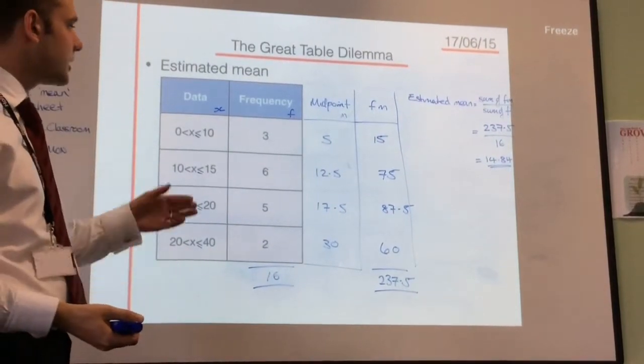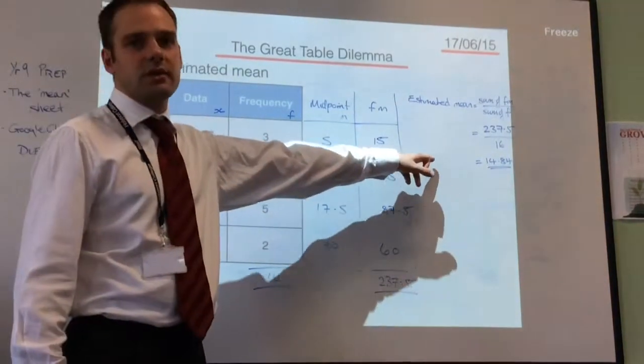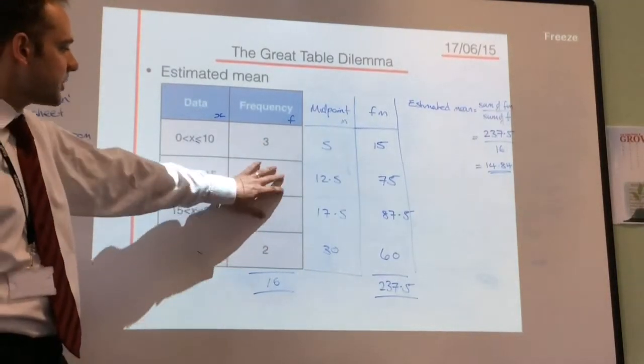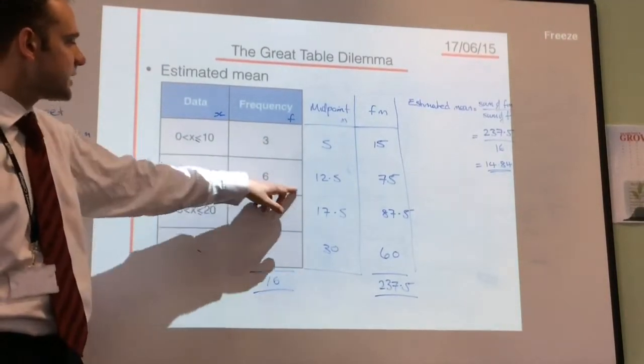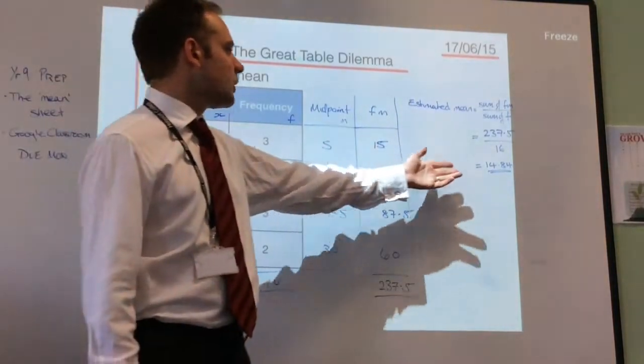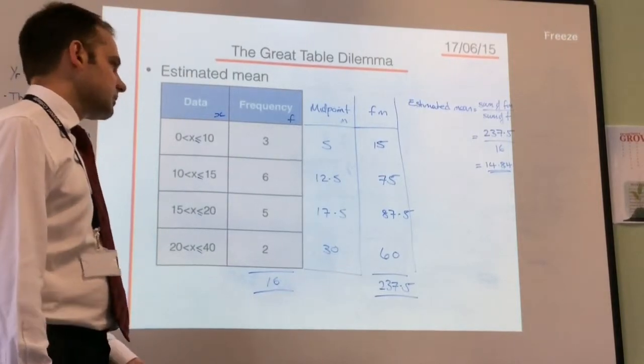Now before I finish and move on to the next question, what I should do is check that that's reasonable. Looking at my data that goes from 0 up to 40, is my estimated mean in that range? Yes, it is. Looking at my frequencies, it looks like most of my data is grouped around the middle here, and the middle here is 15. My solution is quite close to 15, so it's probably good. I can probably move on with some confidence.